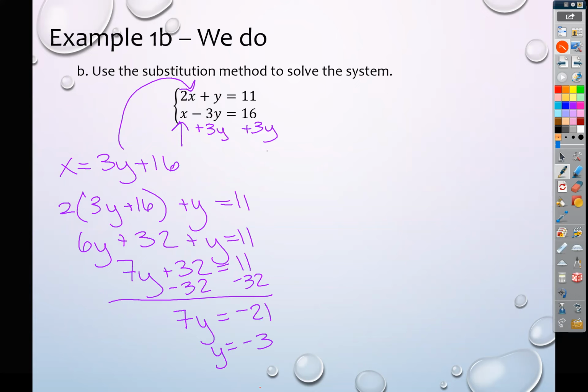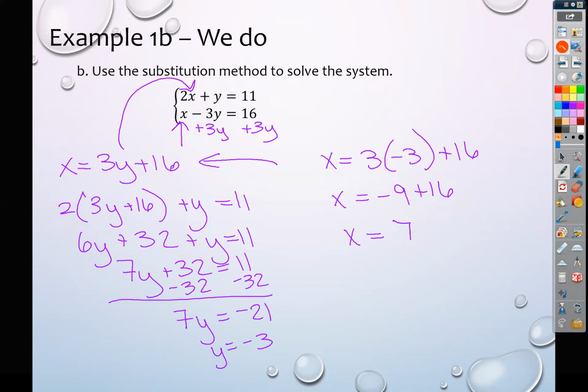And then I'm going to plug that into the original isolated equation that I did. So x equals 3 times negative 3 plus 16. I get x equals negative 9 plus 16, which is 7. So my answer would be (7, negative 3). And that should be parentheses, not a bracket, because that is a coordinate that you solved for.